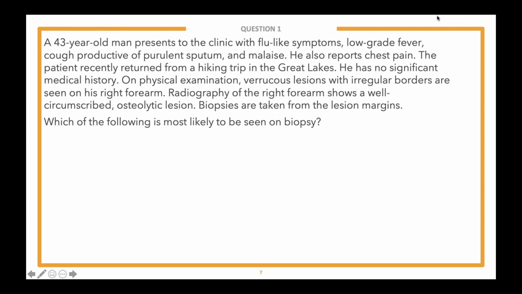After that, we will read the lead-in. The lead-in is the last sentence of the question itself. The reason we do that is because by knowing what the test writer is asking prior to reading the vignette, you can pick up on all of those relevant clues and prevent yourself from having to reread that question and waste time on test day. So let's start with the lead-in. Which of the following is most likely to be seen on biopsy?